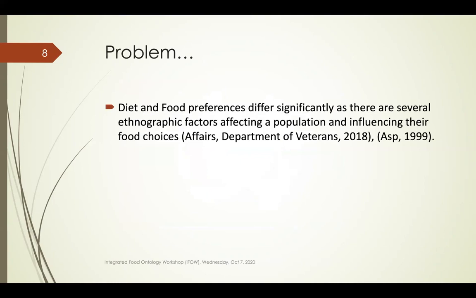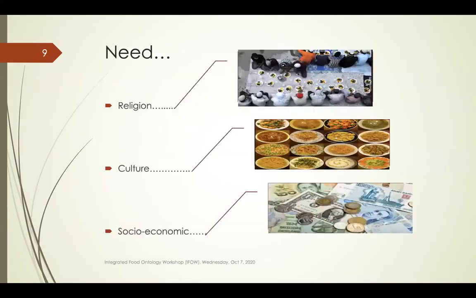Next slide, please. So the problem is that diet and food preferences differ significantly, as there are several ethnographic factors which affect the population and influence food choice. And in this particular project, we are trying to address this problem. And next slide, please. We try to address these three aspects: religion, culture, and socioeconomic factors. And we try to emphasize these factors when we deal with geriatric depression.